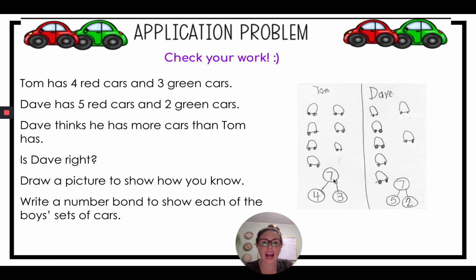For Dave, I did the same thing. I saw a part that was 5 and a part that was 2. I put 5 and 2 together in a number bond to make the whole 7. So yes, they do have the same amount of cars. Dave was not right. He thought he had more cars than Tom. Great job, friends.